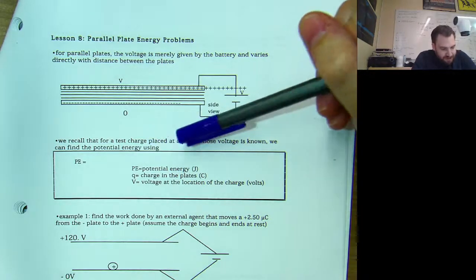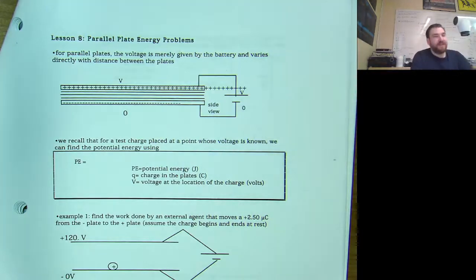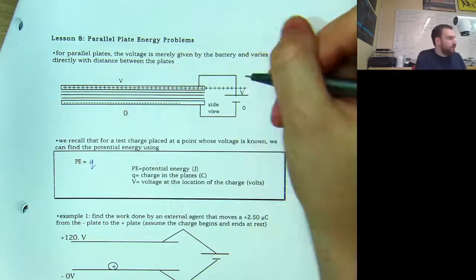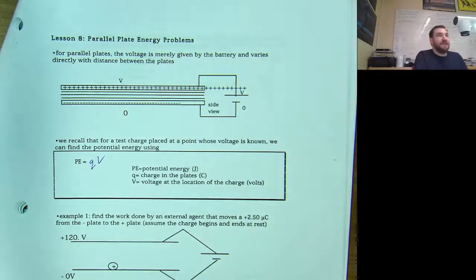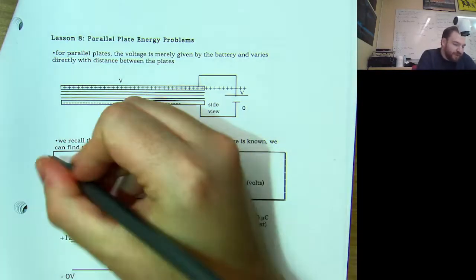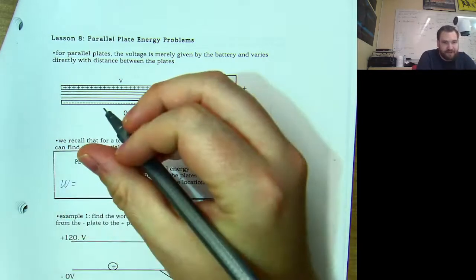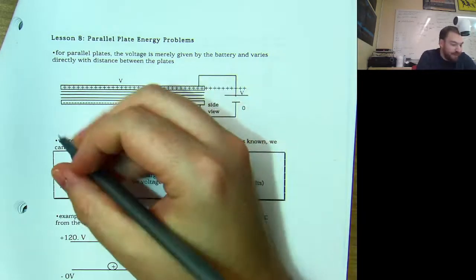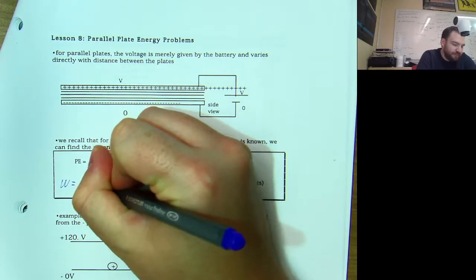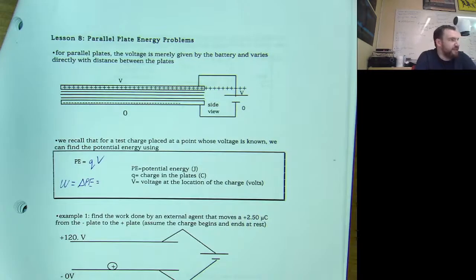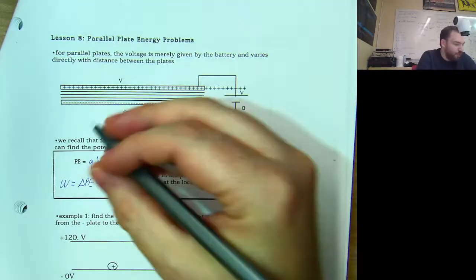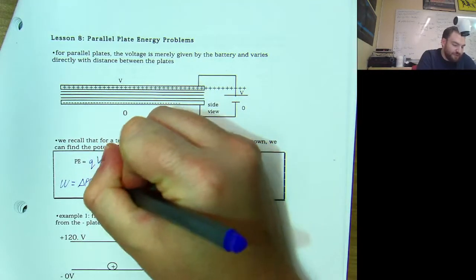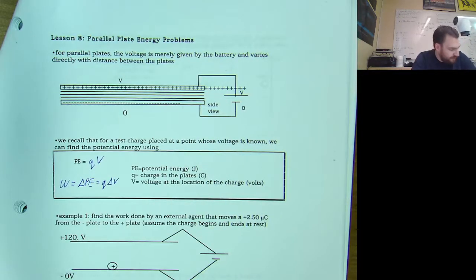We recall that for a test charge placed at a point whose voltage is known, we can find the potential energy using an equation that we had derived, not yesterday, but the day before. The potential energy is equal to the charge that you've placed there times the voltage at that area. We also know that work is change in energy, and in this case, we have potential energy. So whatever work is being done here is going to equal the charge times the change in voltage, which is going to be a useful expression for us here.